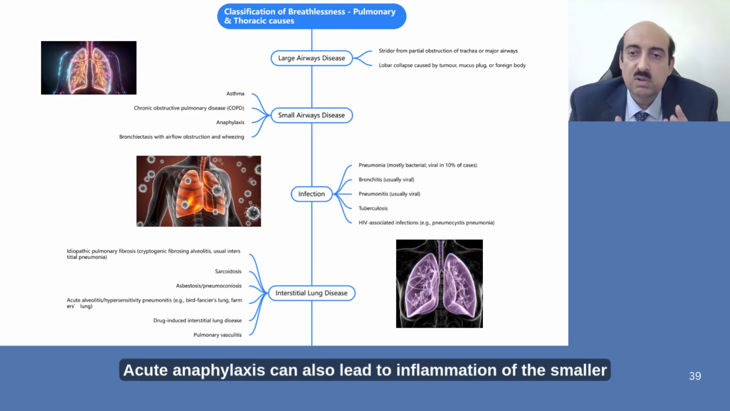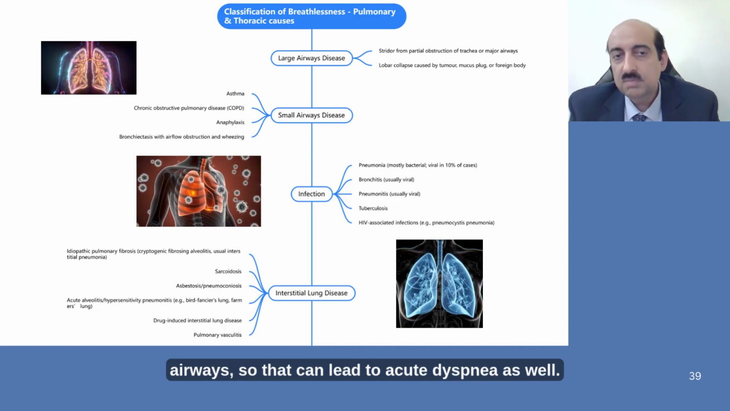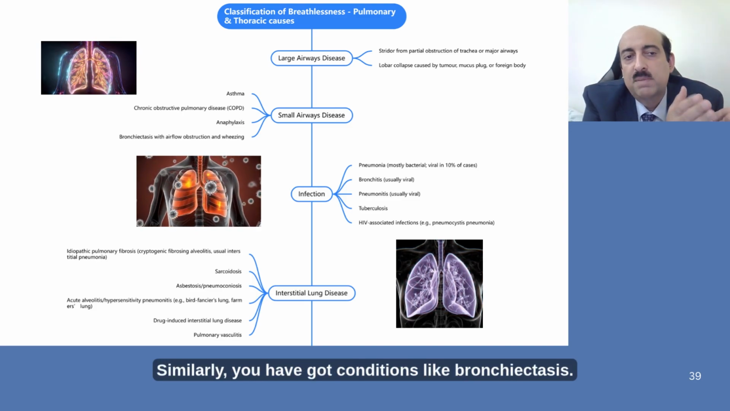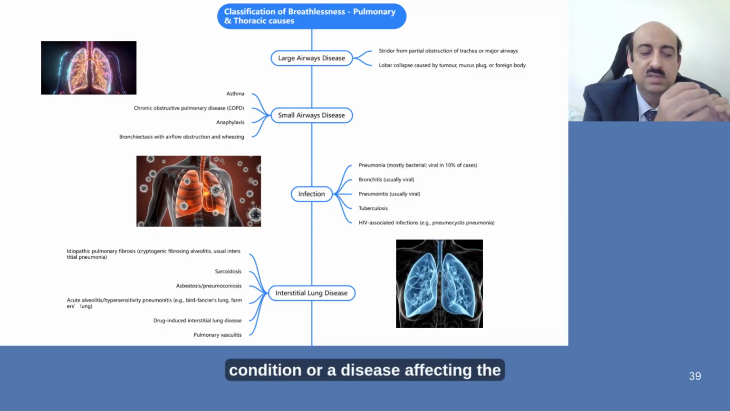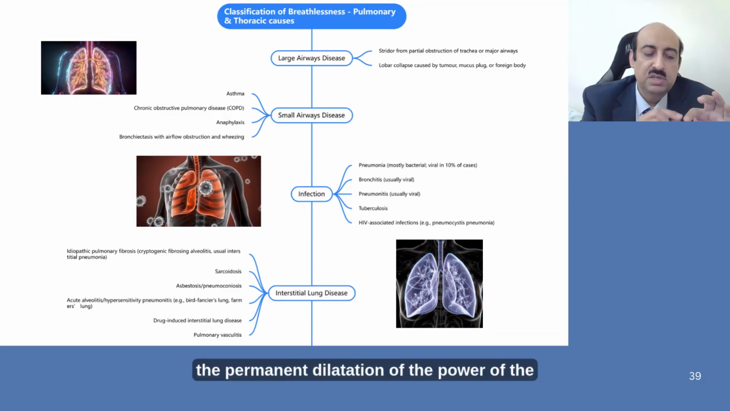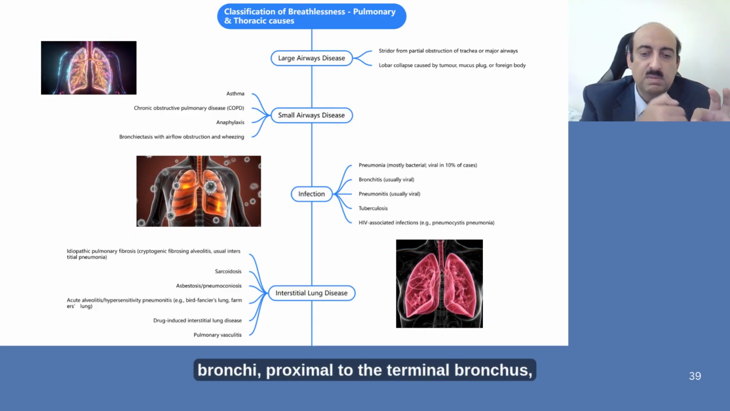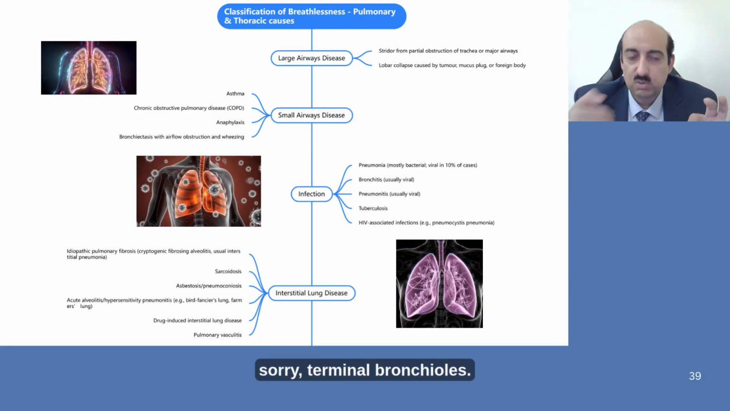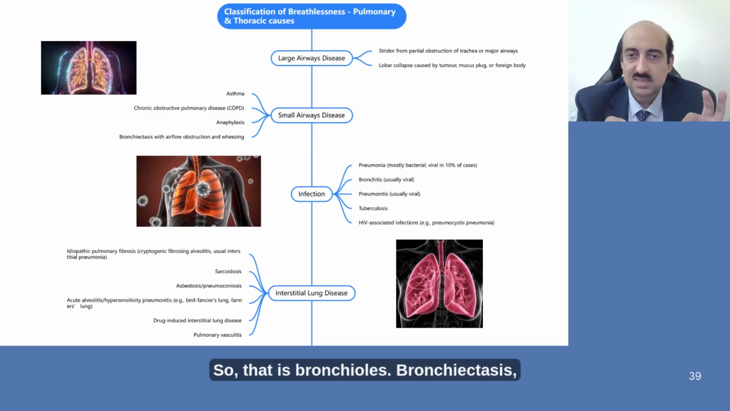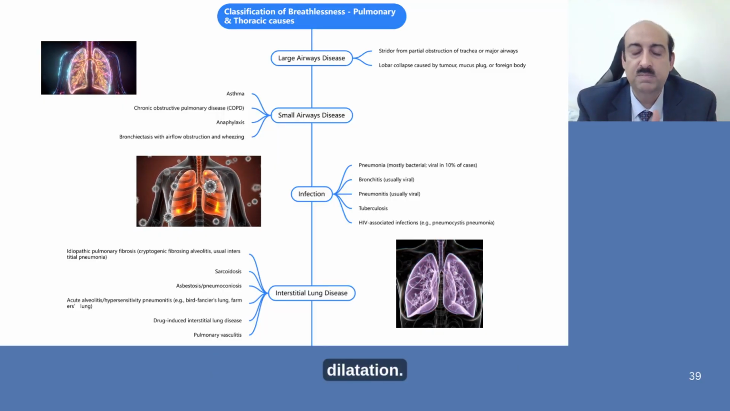Acute anaphylaxis will also lead to inflammation of the smaller airways, so that can lead to acute dyspnea as well. Similarly, you've got conditions like bronchiectasis. Bronchiectasis is a disease affecting the permanent dilatation of the part of the bronchi proximal to the terminal bronchioles. So that is bronchiectasis, which means ectasia, dilatation.